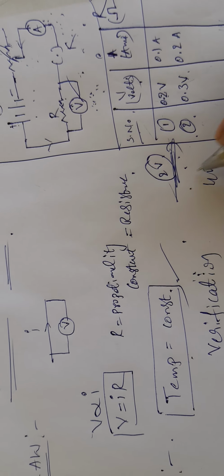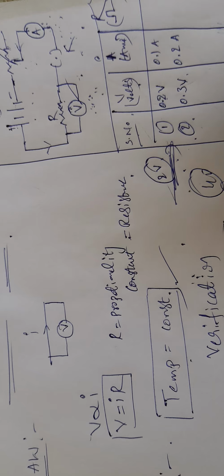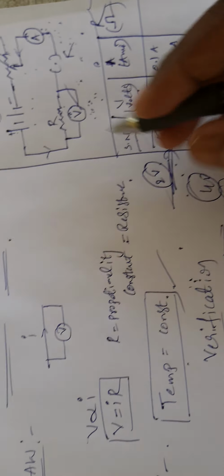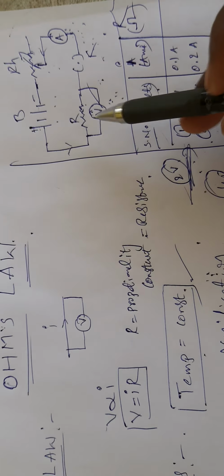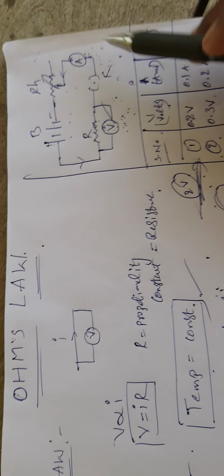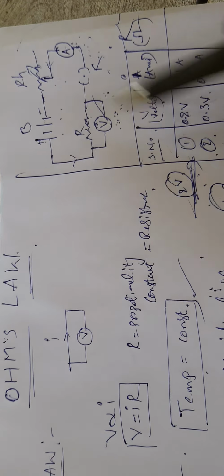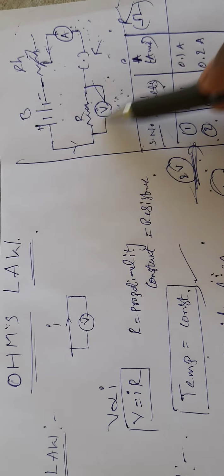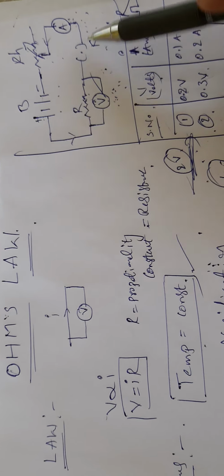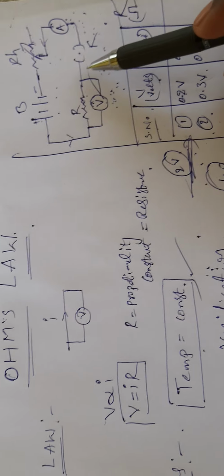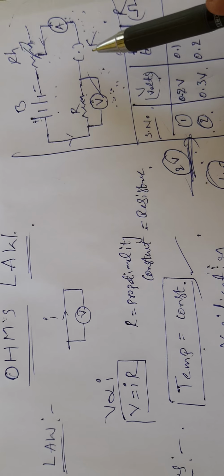At 4 volts also I can take readings, at 6 volts also, as per the battery capacity, and the wire should not get heated. If you are using high voltages, a high amount of current will flow, therefore the wires may melt and a smell will come out, or the battery may get damaged.